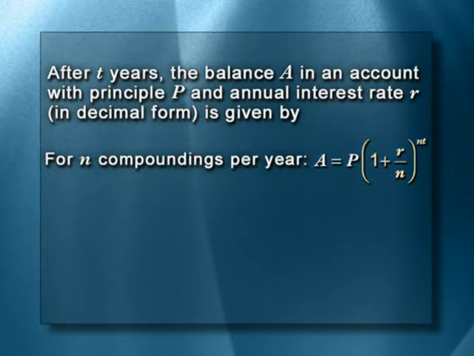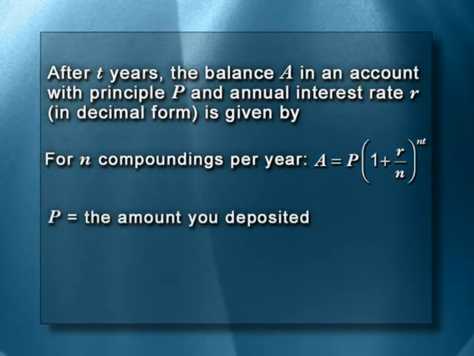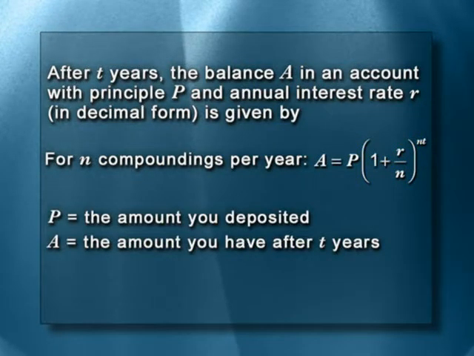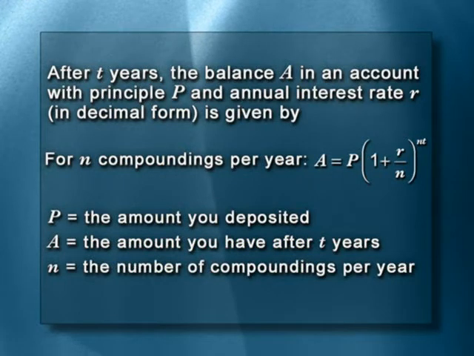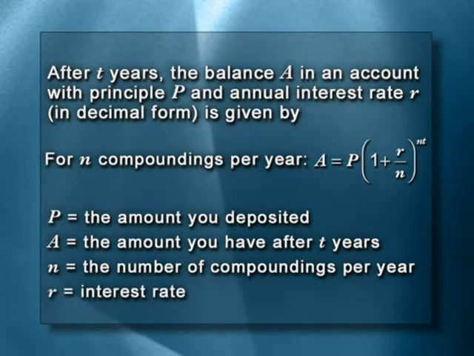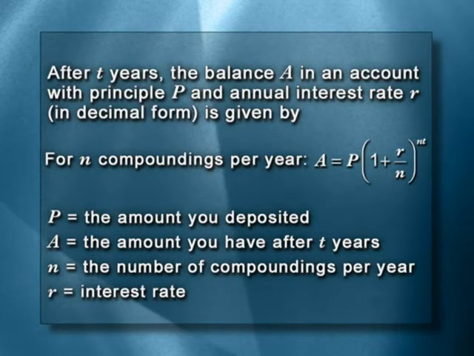Now, who are these characters? P's the amount you deposit. A's the amount you have after t years. So t is up in that exponent. And n is the number of compoundings per year. N might be 4 if you're compounding quarterly. And r is the interest rate, and you write that in decimal form. So if it's 5% interest, you would write it as 0.05. Good. So that's a nice formula, and it's easy to use. In fact, I'll use it in an example in a few minutes.